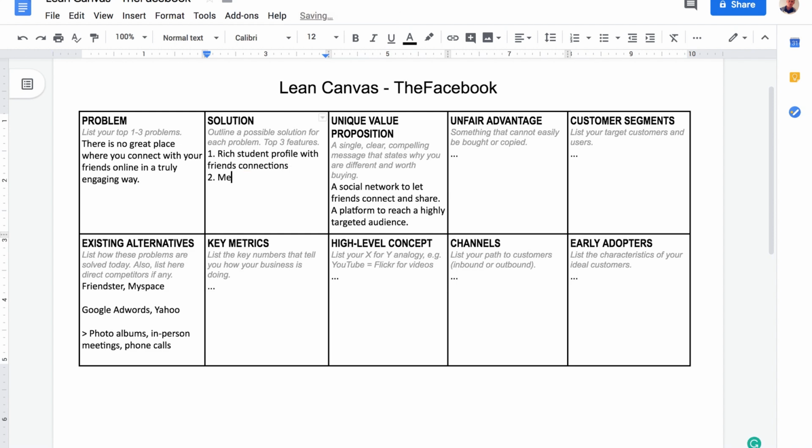Second one, messages inbox. It was a pretty cool feature at that time. And third one, common interests among college students. They wanted to create a highly engaging platform. For this, it would be best to start with a narrow audience like students, so they have a lot of interests in common.